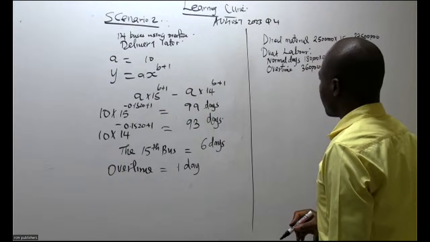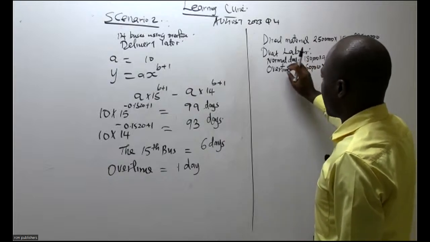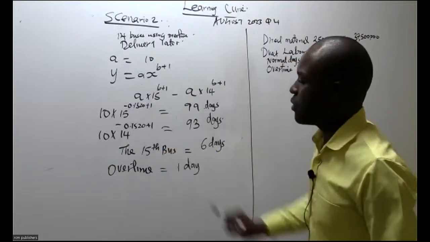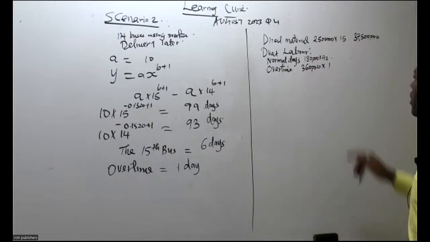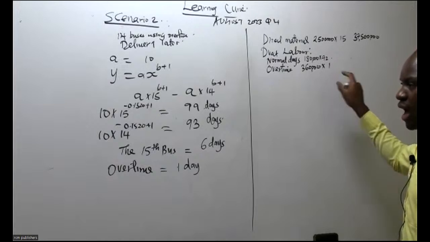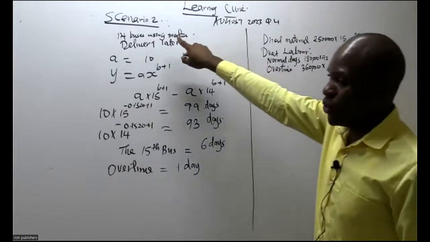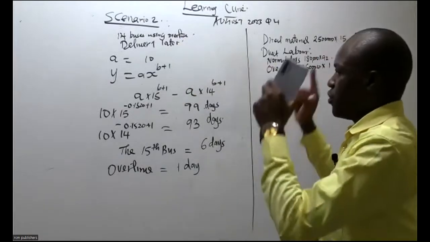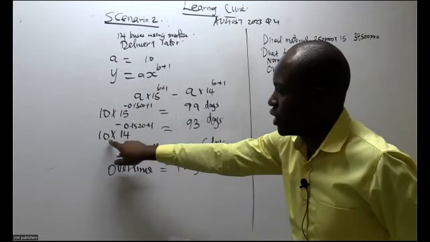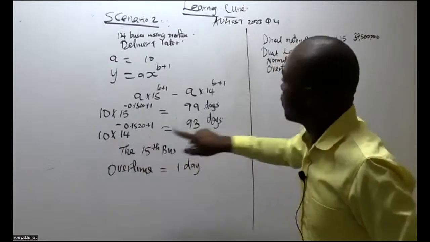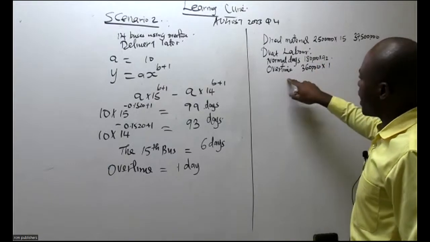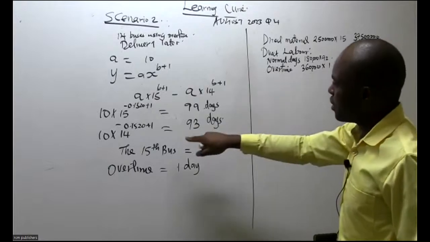Having done that, remember this cost that we are incurring here, the direct labor, we are dealing with how many units? Somebody to help me there. How many units are we dealing with under scenario 2? In total, we are supposed to produce 15. But these 93 days we are taking to produce how many units? 14. So your normal days will be 180,000 by 92 for the 14. Your overtime will be 360 times 1 for the 14.